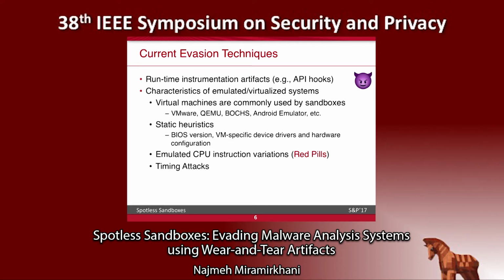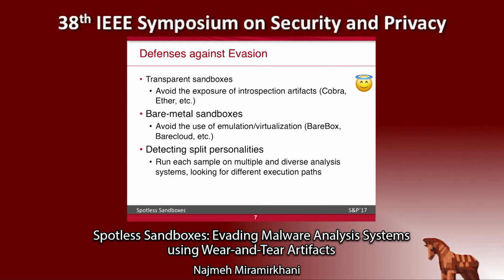There are different techniques that an evasive malware can use to bypass the sandbox. For example, it can use instrumentation artifacts, or VM detection techniques such as virtualization artifacts, red pills, or timing attacks. Different defenses have been proposed to stop evasive malware. The first is to make a sandbox look like a real system, but it is very difficult to make a virtual environment completely the same as a real system. The other two solutions are to run the malware on actual hardware, on a bare metal system, or to run the malware on multiple environments and observe its behavior in each.